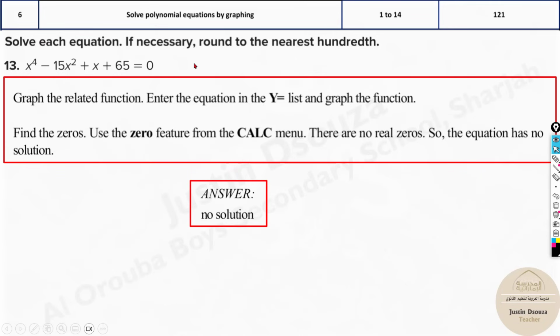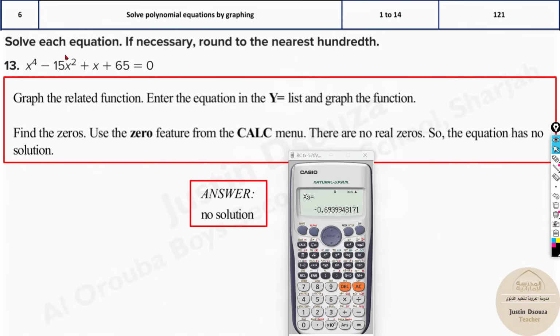You can try this. Okay, we will try this one. So we will have all the variables at one side, that is x power 4 minus 15x squared plus x. Then the right side will be minus 65. So what happens is take any x value. So x is this. You will never be able to get this answer.